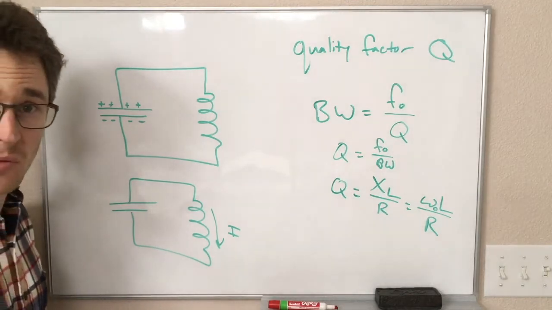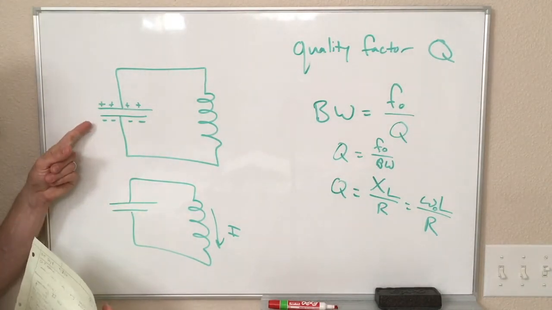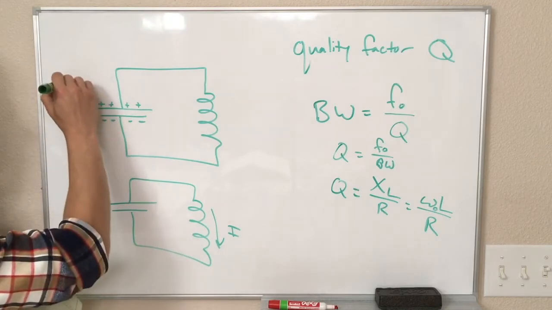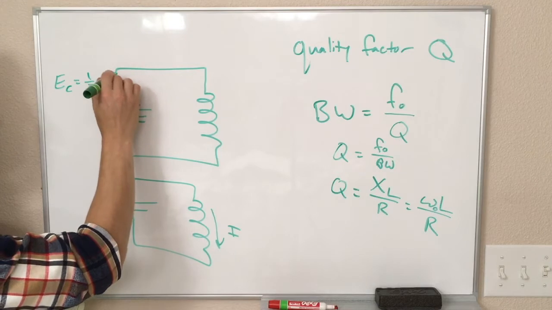But that's not what I want to talk about. What I want to talk about is energy. So initially, we have energy stored in the capacitor. And the energy in the capacitor is 1/2 CV squared.